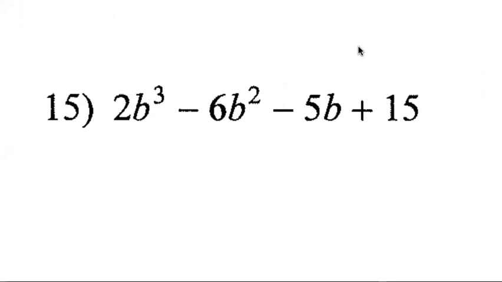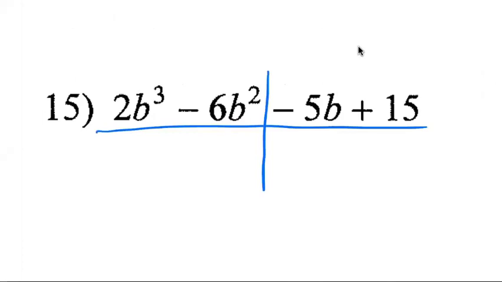Here's number 15. So factor by grouping involves splitting your 4-term polynomial into 2 groups simply by drawing a T. There's my T. And then I do a greatest common factor of the first 2 terms. Greatest common factor of 2b cubed and minus 6b squared would be 2b squared. So it's the highest number that divides into both. That's a 2. And then for the variable, because it's common between both, it's the lowest exponent. So that would be b squared.